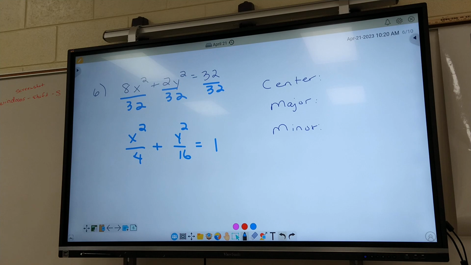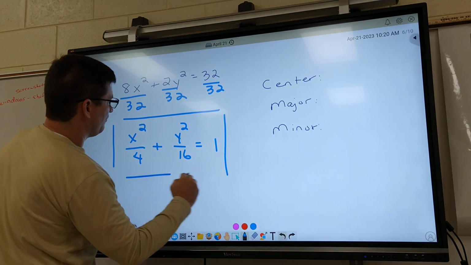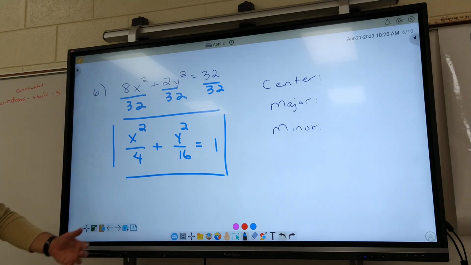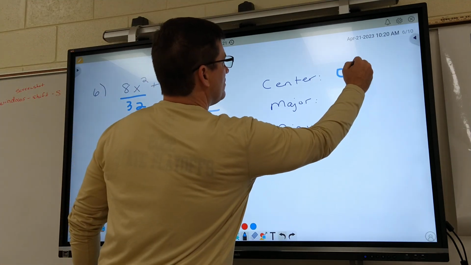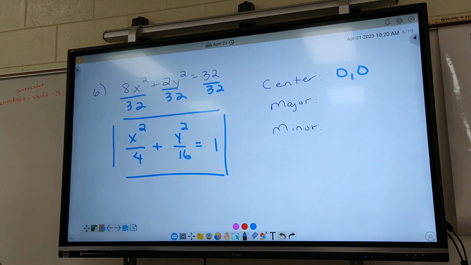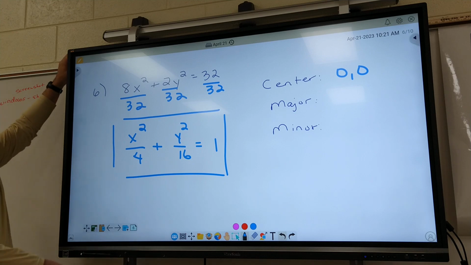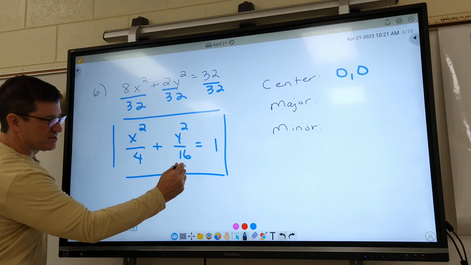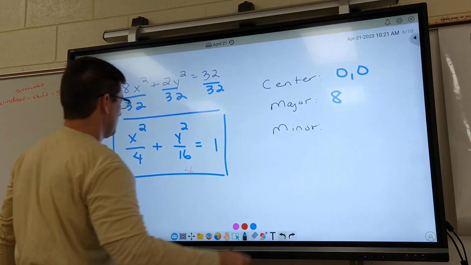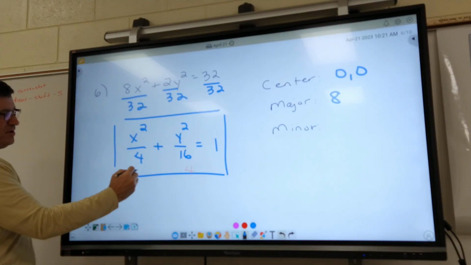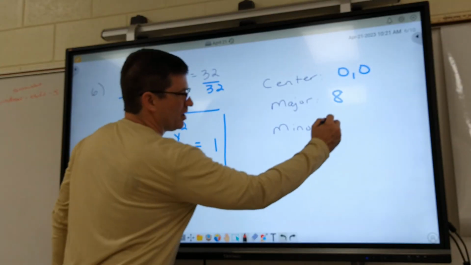Everybody good? This is our equation in standard form for an ellipse. Now, what's our center going to be if you don't have the parentheses again? 0, 0. Yeah, center is 0, 0. Now, we don't have to graph it, so we don't have to worry about finding the radius, but actually we really do, don't we, for our major and our minor. The major axis is the bigger one. Square root of 16 is 4. What's the major going to be? 8. Major's 8. The radius for the minor is 2. So the minor length is 4.